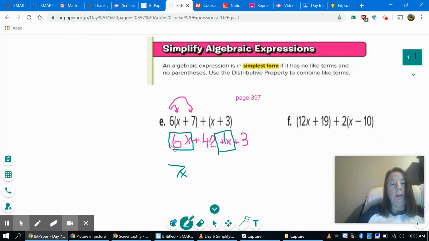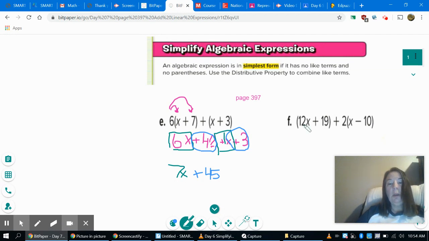So I also have 2 constants. I have 42 and 3. So if I combine those, I get 45. And that is a positive, so I'm going to write this as 7x plus 45. Now, that is simplified because I cannot add my 7x's with my constant of 45 because they're not like terms. So as simple as I can get this is down to 2 terms, 7x plus 45.